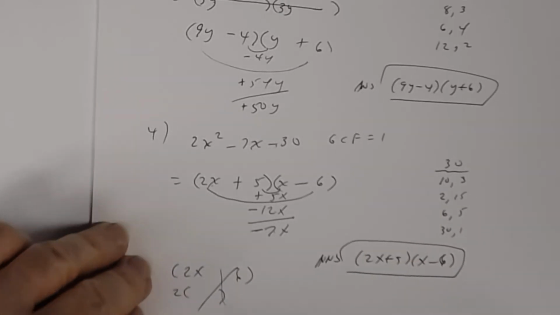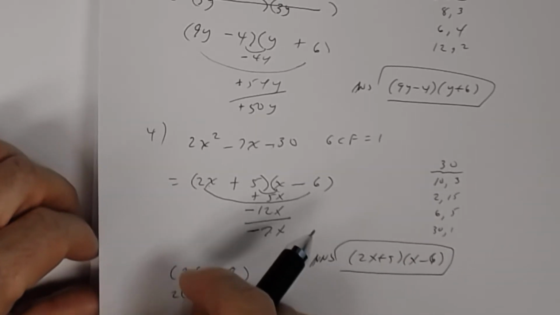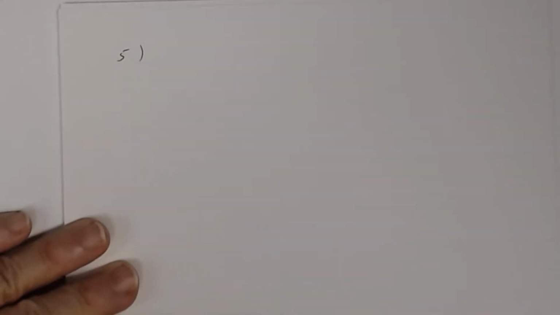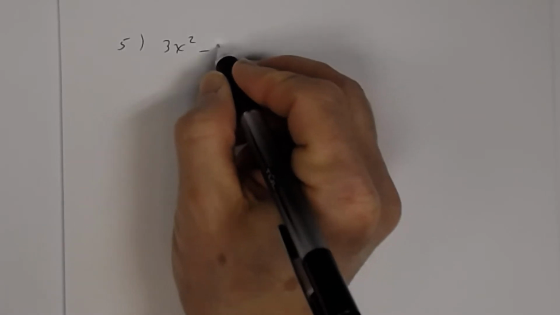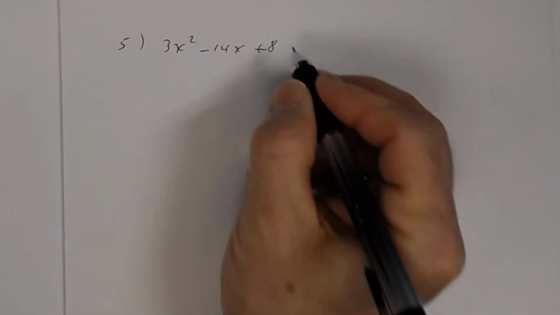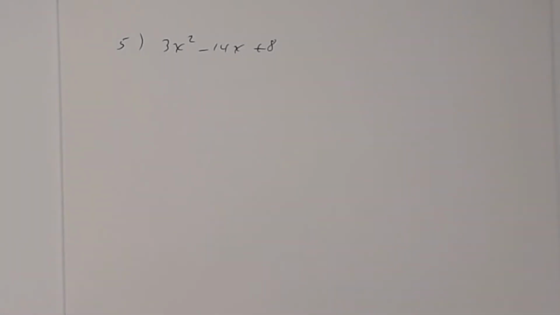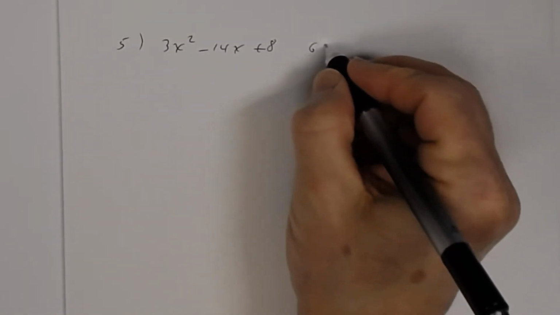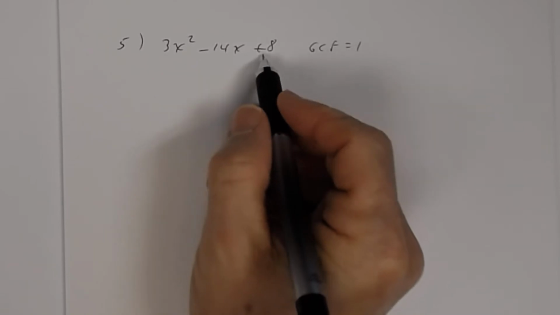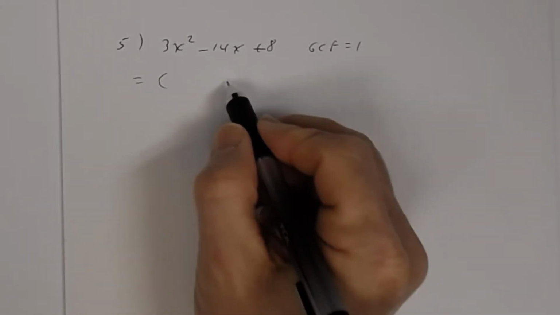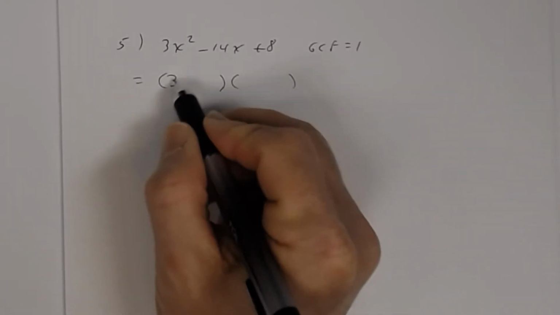All right. Number 5. Let's talk about number 5. We have 3x squared minus 14x plus 8. Again, the GCF is 1. And so if I go ahead and factor this as two binomials, I get 3x, x.